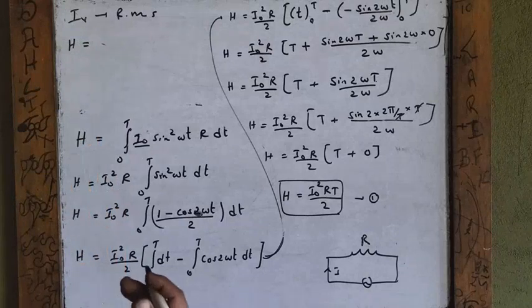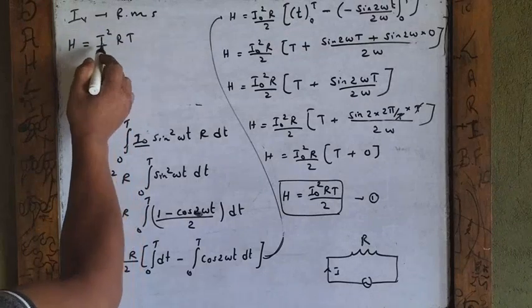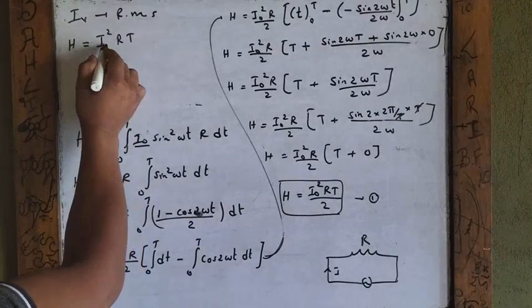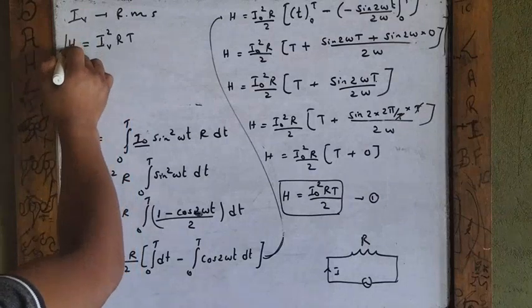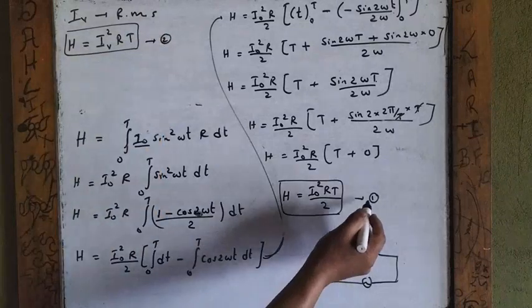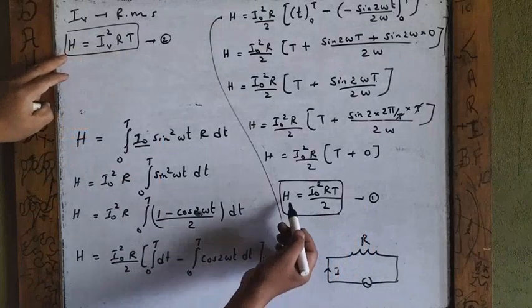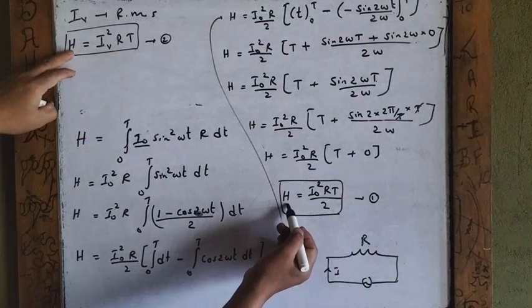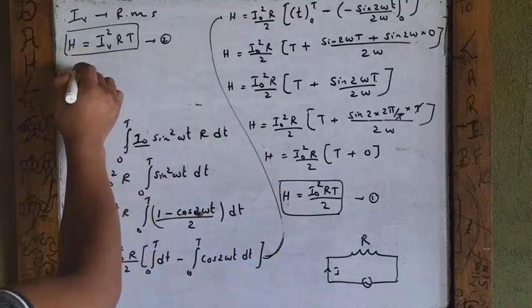It will take that Joule's law equation, which is I square RT. But in this case, I is I_v, which is the root mean square value. Okay, so this is my equation number 2. So if you compare equation 1 and equation 2, you find that the left hand sides of the two equations are equal. So therefore the right hand sides of these two must be equal.